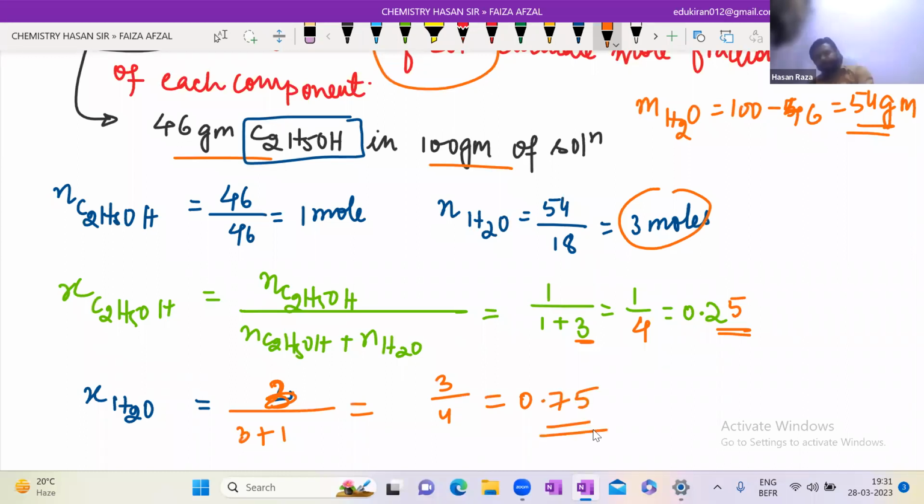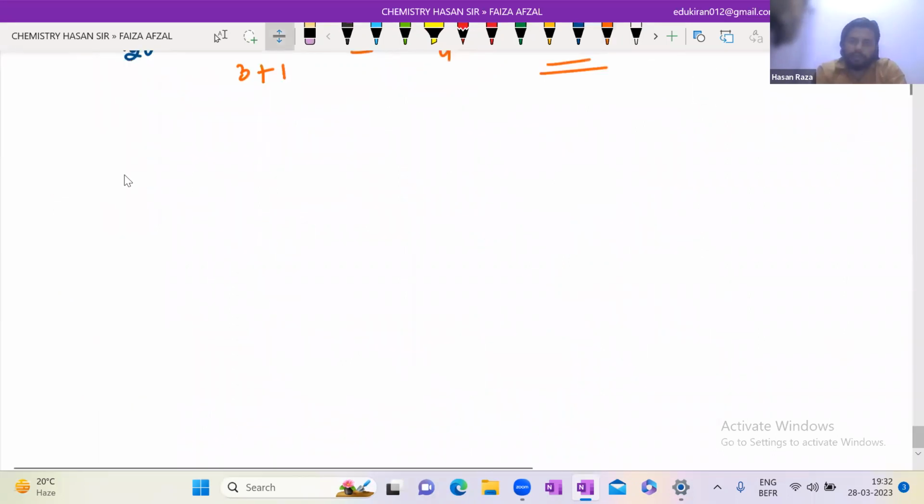Where did you make the mistake? Can you tell me? So I took 100 instead of 54 grams for water. So always be careful. This is the mass of solution, not water, and in the solution, the solute C2H5OH is also there. Okay, sir. I'm going to give you a question on this again.